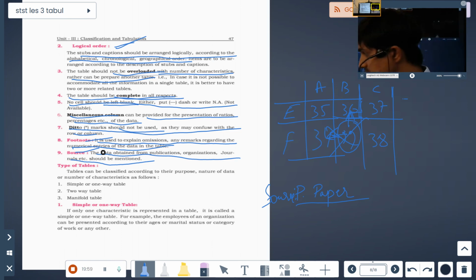Okay, so I'll stop here for today. In the next class we'll be having types of tables and how to form the tables. Still many of you have not yet come to college to show the assignments. You still have time; you can show your assignments at the time of examinations also.